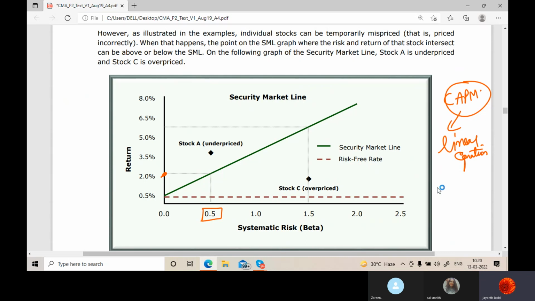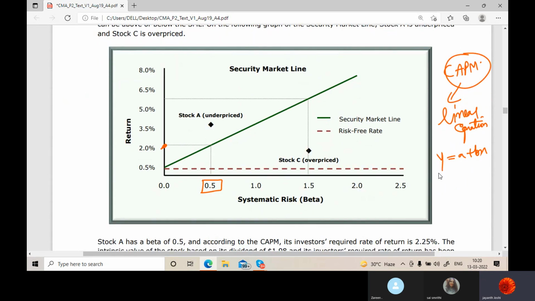So what kind of linear equation is it? It is like y is equal to a plus bx. So I'll write here: required rate of return. So required return is equal to the risk-free rate, which is constant, that is a, plus b, the slope, which is beta, into x. X is nothing but the independent variable. This is the dependent variable y. The required rate of return is the dependent variable, which is dependent on the risk you take.